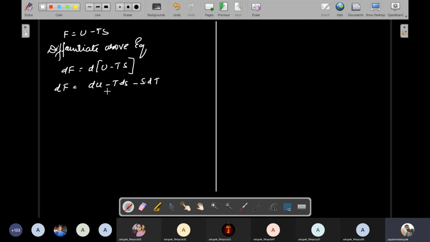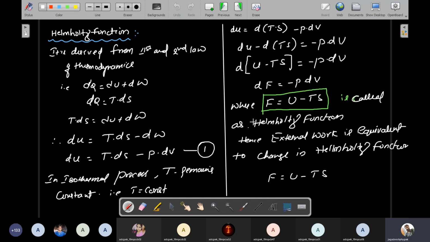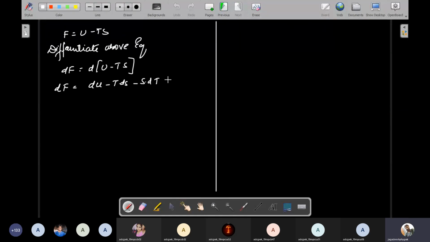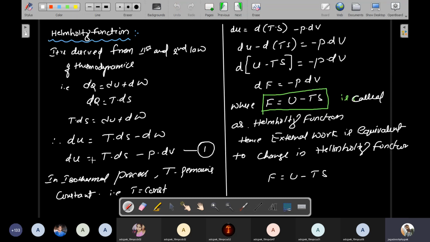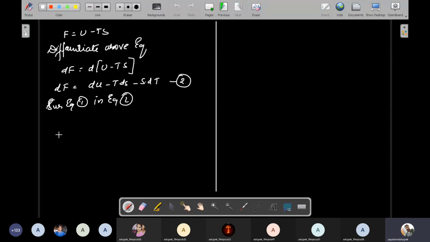So already we get the du value in the previous equation. This is the du value from equation 1. Substitute equation 1 in equation 2. So what is equation 1? See, equation 1 is du is equal to t dot ds minus p dot dv. Simply substitute this equation.